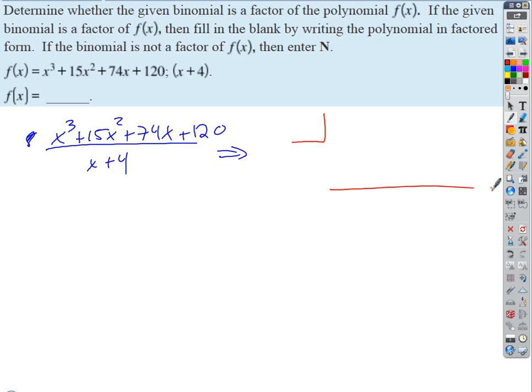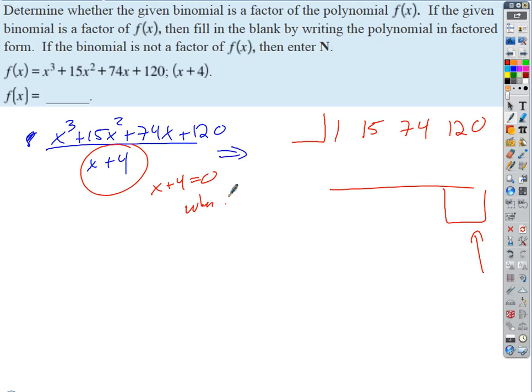Now, in that form, where my coefficients are what? 1, 15, 74. And if it's a factor, what's going to go there? 0, right? In the remainder box, we get 0, okay? So what goes out front here? Negative 4, not 4, right? Because we're finding the 0 of the denominator. So x plus 4 equals 0 when x equals negative 4, okay? You're always putting the 0 of the factor in the little bracket, okay?